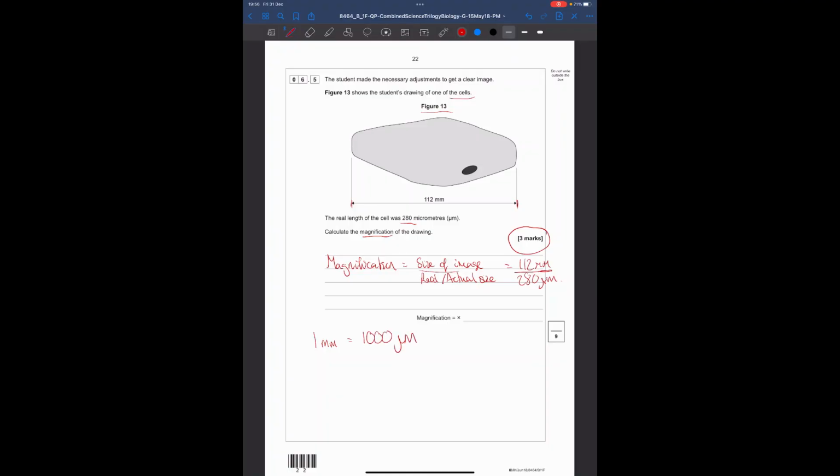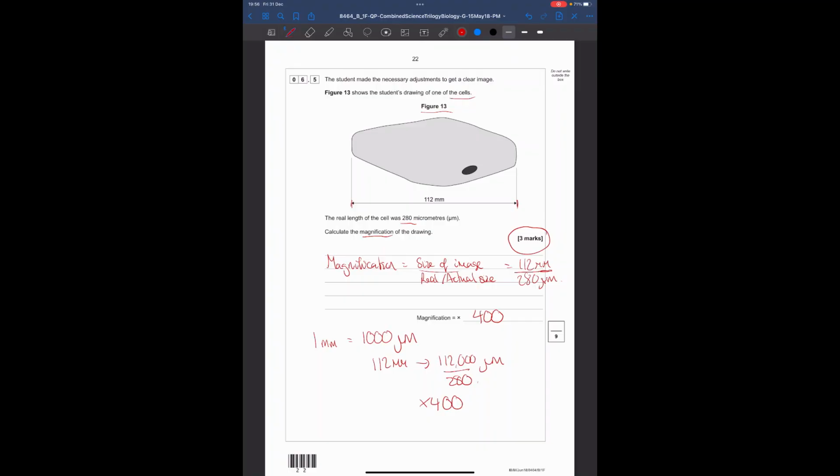So if I convert 112 millimeters to micrometers, that would give me 112,000. I could then divide 112,000 by 280. And if I do that on my calculator, that gives me a magnification of 400. Okay, so that is your final answer.